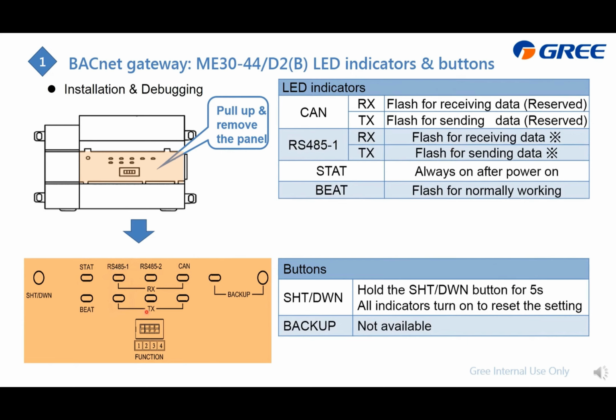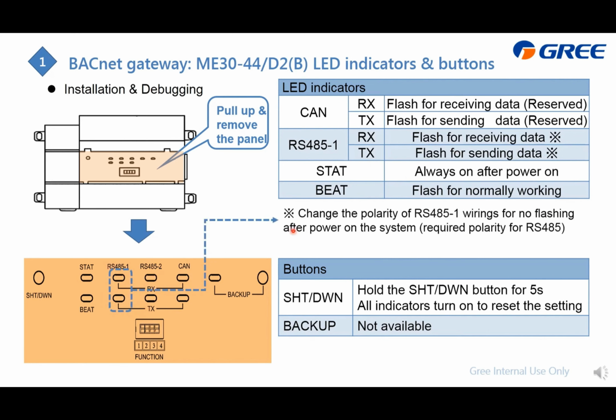And also, if the connection is okay, when you power on the gateway and also the RAC system, it will flash. That means it can receive and also send the data.